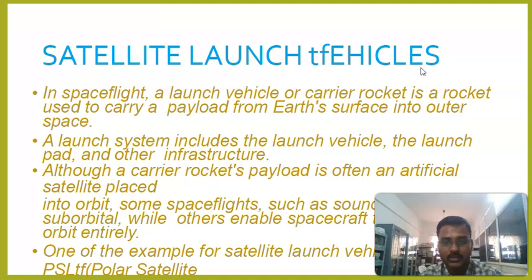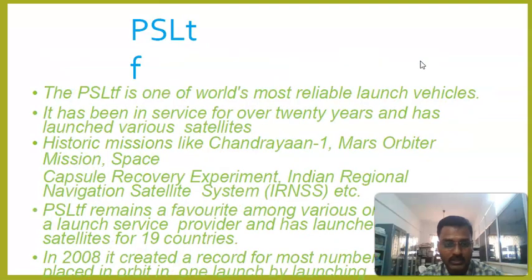Satellite launch vehicles. A launch vehicle or a carrier rocket is a rocket used to carry a payload from the Earth's surface to outer space. The launch system includes the launch vehicle, the launch pad, and other infrastructure. Although a carrier rocket's payload is often an artificial satellite placed into orbit. One of the examples is the polar satellite.